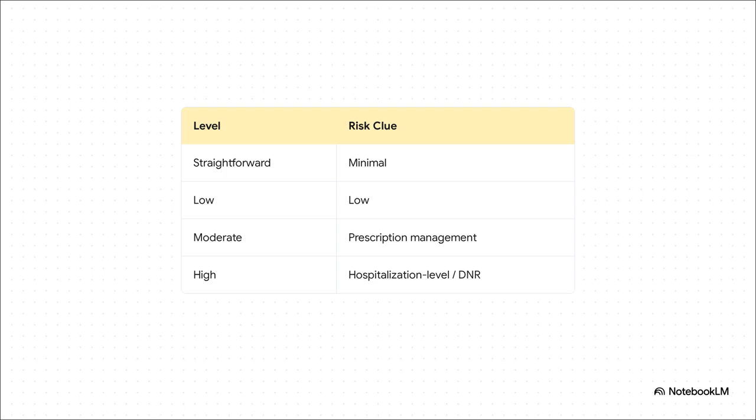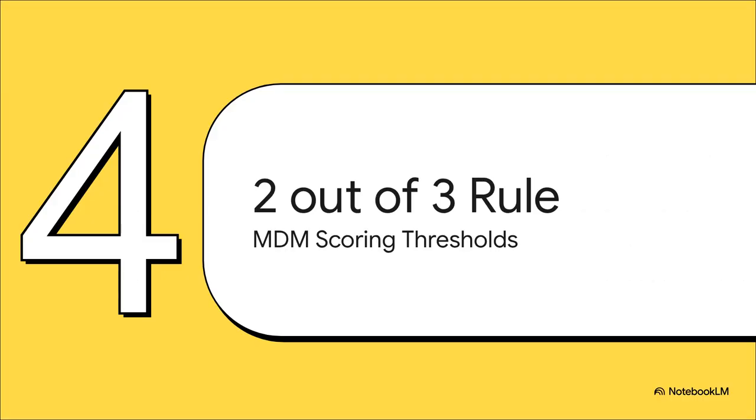Now please pay close attention here. Moderate risk? The moment a provider initiates or manages prescription drugs, boom, you're automatically locked into moderate risk. For sure, remember that. High risk involves serious stuff like drug therapy requiring intensive monitoring for toxicity or making decisions about emergency major surgery. All right, section 4, applying the 2 out of 3 rule.